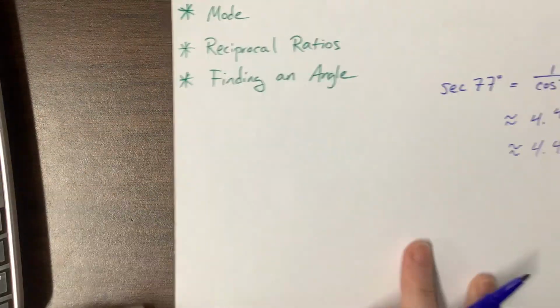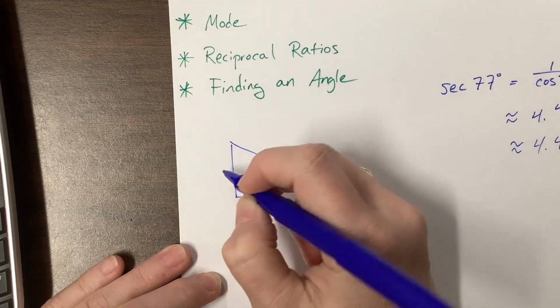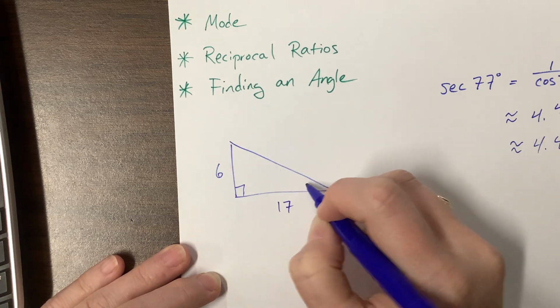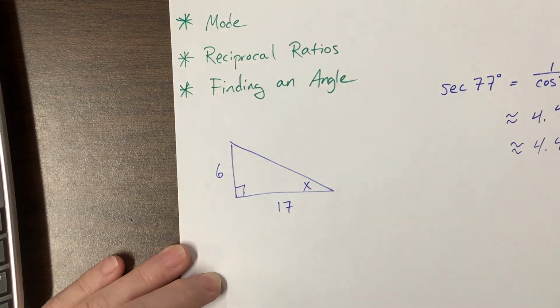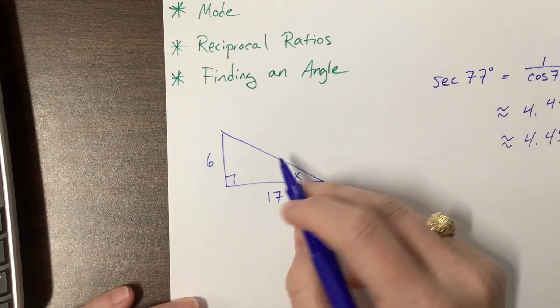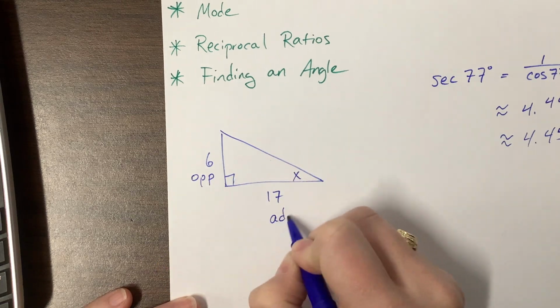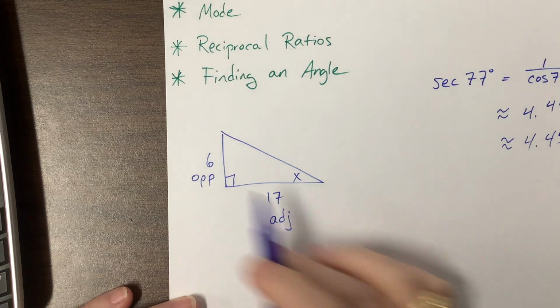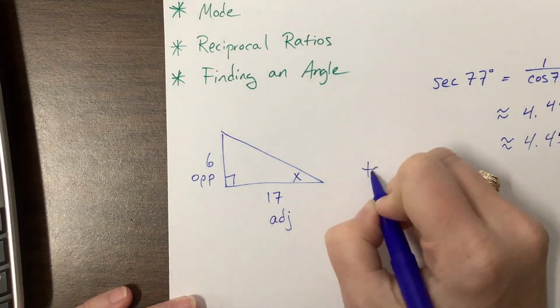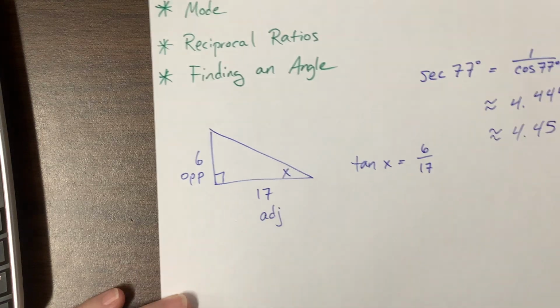The other thing is, how do we find an angle? Let's say I've given you a right triangle, and my birthday is 6/17, and let's say we want to find this angle right here. So what we'll do is we'll set up our ratio. Here's the angle I care about. This is the opposite, obviously. This is the adjacent. Hopefully you're familiar with that concept. Opposite over adjacent is tangent. So tangent of x is equal to 6/17.